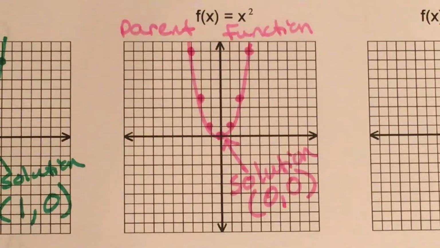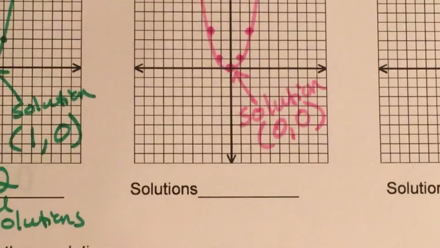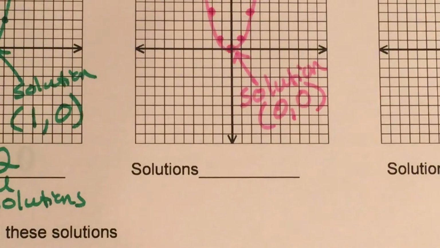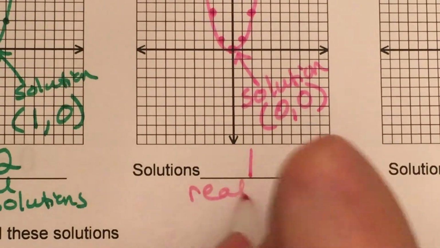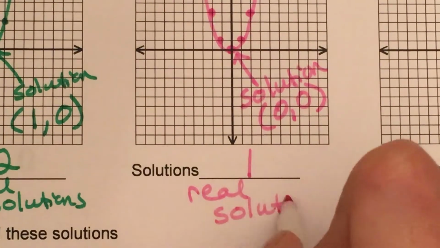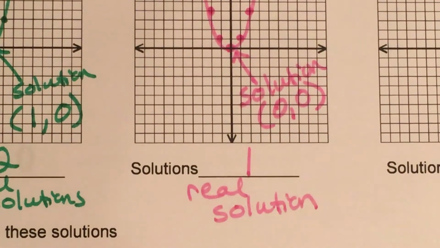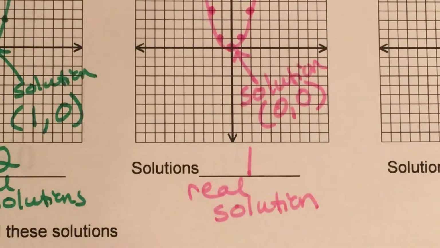How many solutions, how many times did this particular quadratic touch or cross the x-axis? One real solution. It really happened just one time.